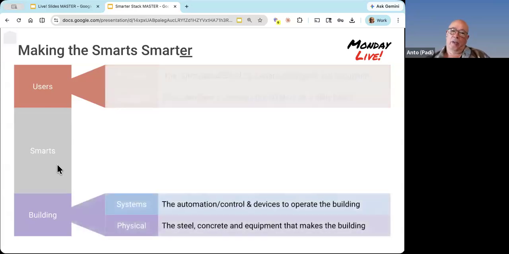And down at the bottom, it's not just the building itself. It's the physical aspects of the building: the concrete, the steel, the equipment, the spaces and everything else. And then the systems, which are the automation systems and the devices, not just HVAC obviously, that allow us to manage all of the physical stuff. So that's really what happens in the building.